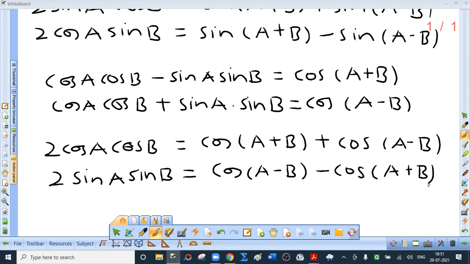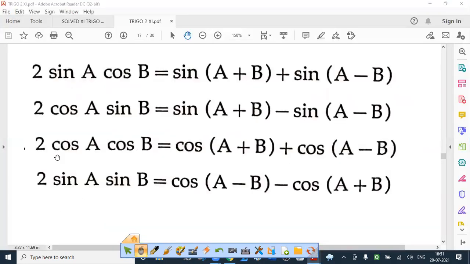Right? So these are 4 defactorization formulae. See, these two we have proved. 2 cos A cos B is cos of A plus B plus cos of A minus B. 2 sin A sin B is cos of A minus B minus cos of A plus B.